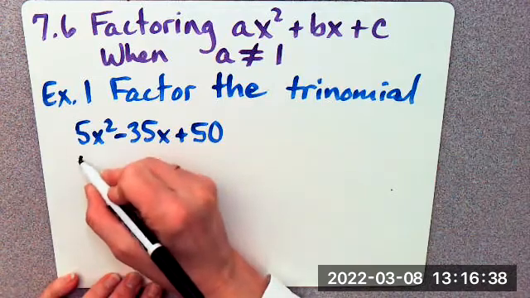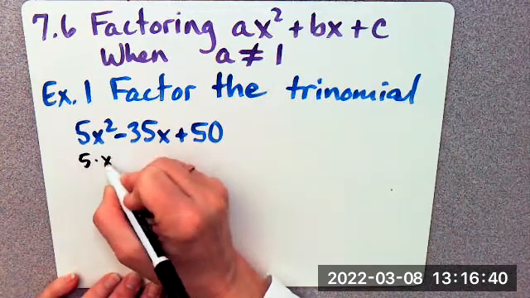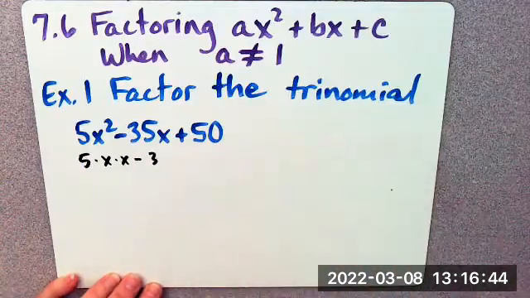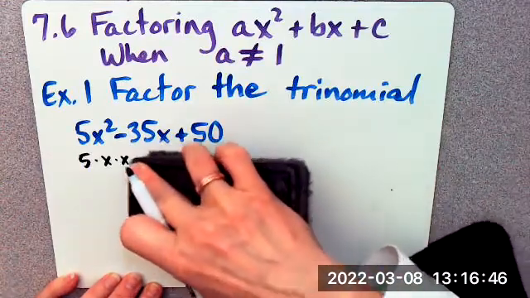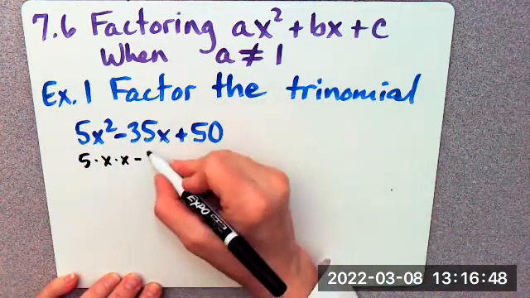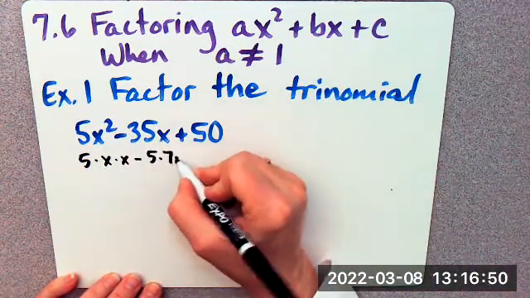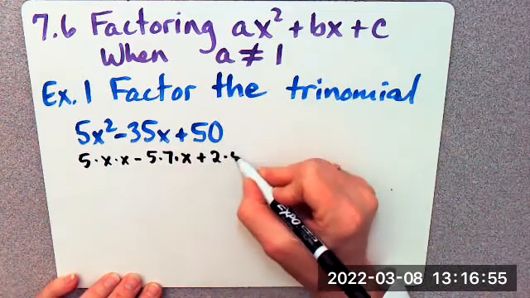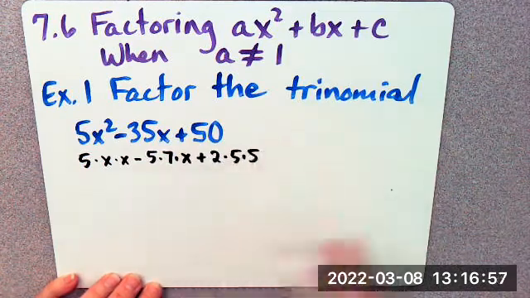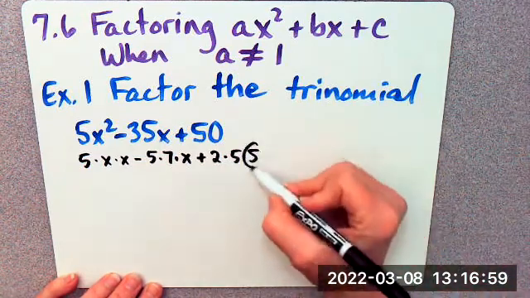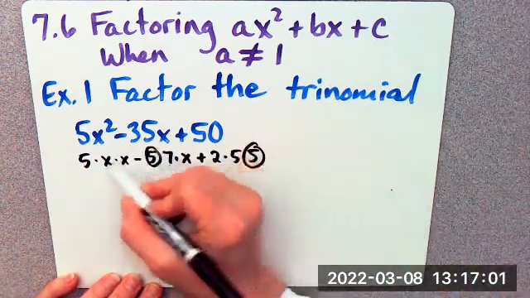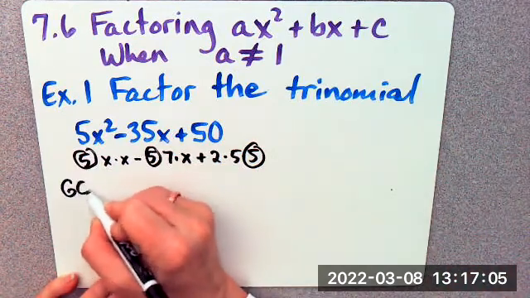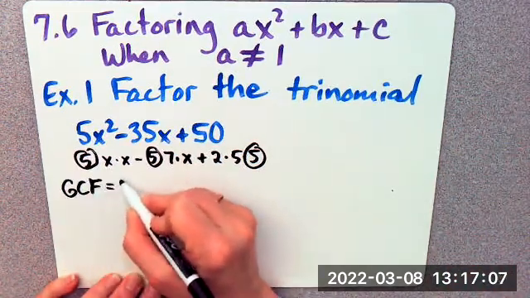So if we pull out the greatest common factor, whoops, that's not a 3, silly me. That's 5 times 7 times x, and then plus 2 times 5 times 5. So when we pull the greatest common factor, we see they all have a 5. So we can pull that out. So our greatest common factor is going to be 5.